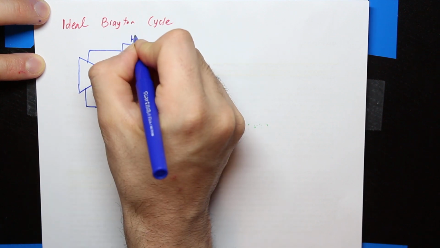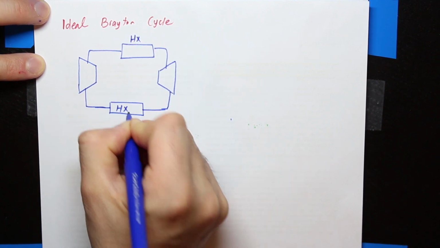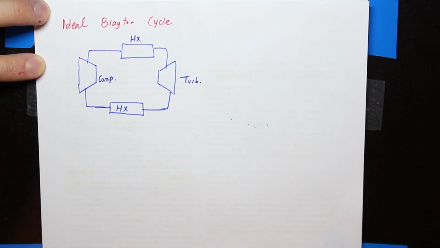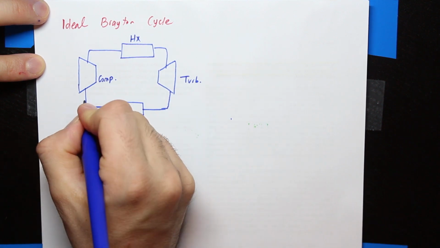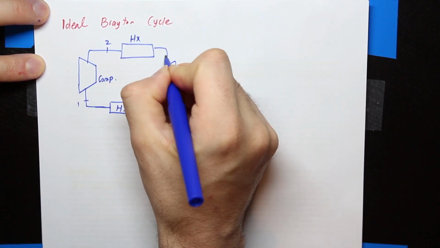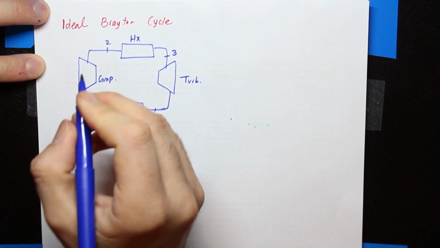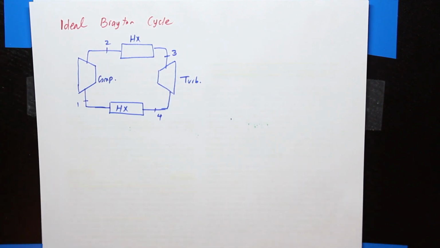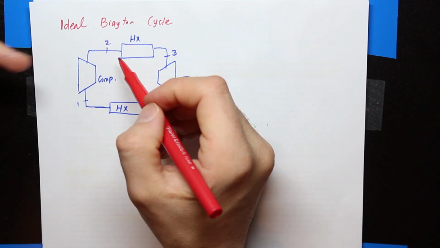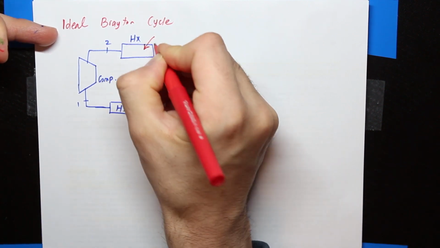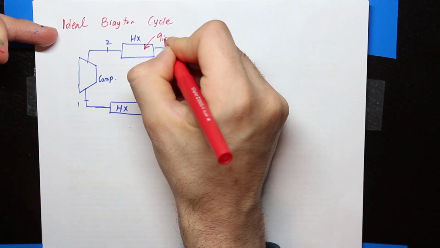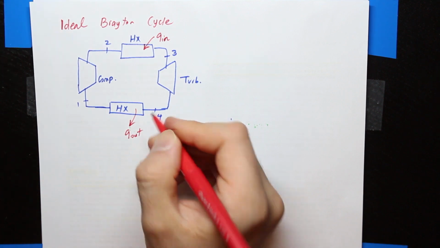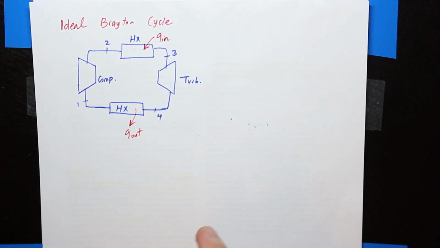So let's say this is a heat exchanger, this is another heat exchanger, this is our compressor, and this is the turbine. Okay, so state 1, state 2, 3, and 4. In this heat exchanger, we have heat addition, and basically this heat exchanger represents the combustion chamber. So this is Q in. This heat exchanger serves for Q out.